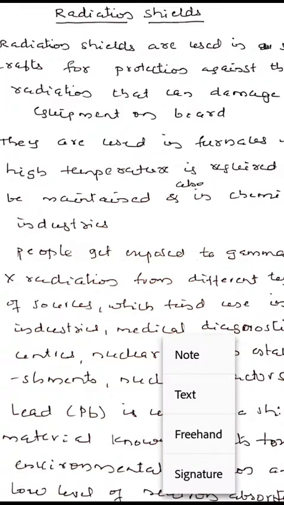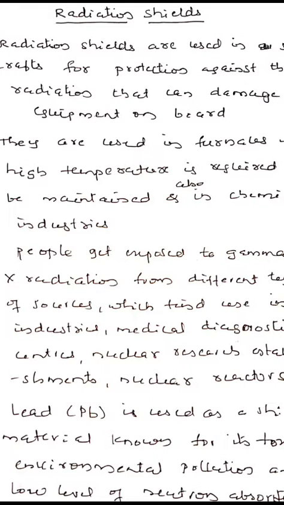The desirable properties radiation shields should have are low emissivity, high reflectivity, and low neutron absorption capacity. Lead is the most commonly used material for the radiation shield because of its low toxicity, low environmental pollution, and low level of neutron absorption.